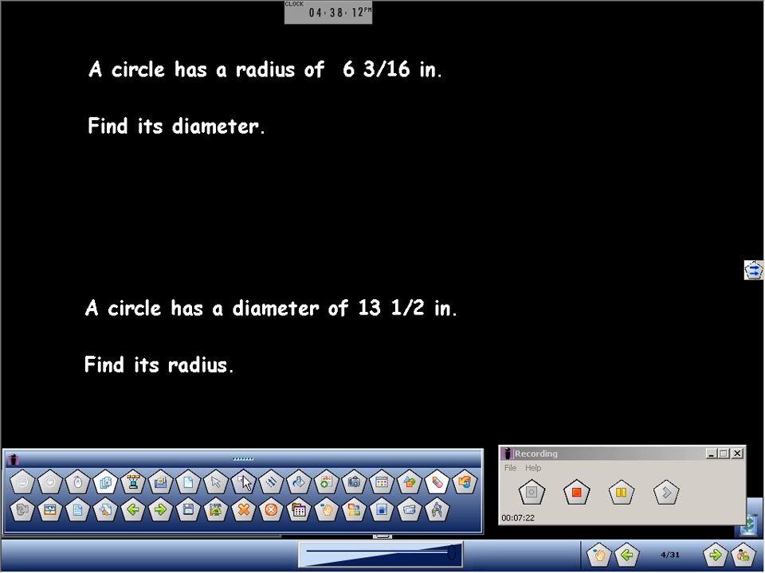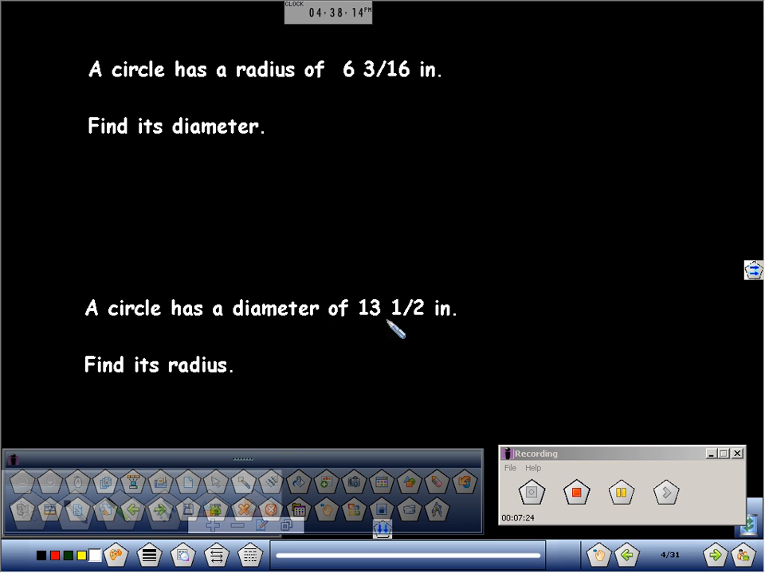Okay, now on this one, the circle has a diameter of 13.5 inches, and they want us to find the radius. So we got to take 13 and 1/2 and divide it by 2. Oh, you got to remember your rules for division. Me personally, I'm always going to go 13 times 2 is 26, and then add the top, plus 1 is 27. It's 27 over 2. Divided by, that's really divided by 2 over 1, but you can't divide by a fraction, so you flip it and multiply. So it's times 1 over 2.